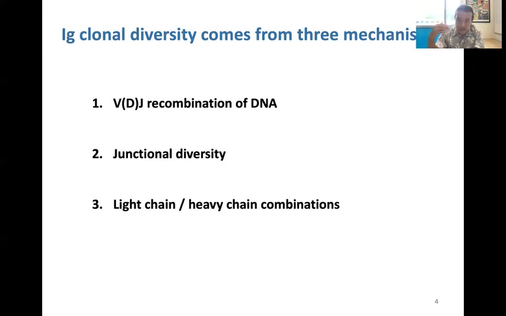It happens through a process known as VDJ recombination. That's the first step of this. The second step happens through a mechanism known as junctional diversity. And then the third step just has to do with combining light chains that you make with different heavy chains that you make to get different variations of the finished Y-shaped molecule. So let's start in with this VDJ recombination, because this probably is the most tricky part of understanding it.